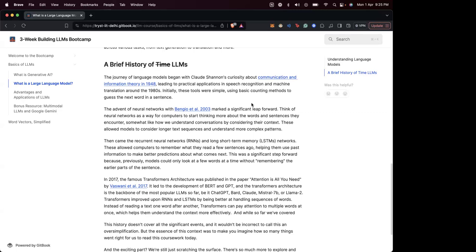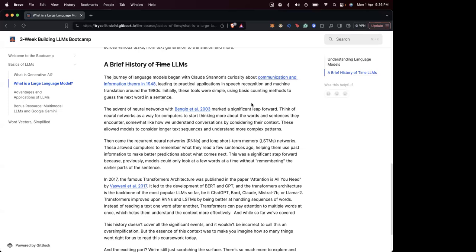And then came the advent of neural networks with this paper. When you read Bengio et al., this means there was a paper released in 2003. This marked a significant leap forward. Think of neural networks as a way for computers to start thinking about the words and sentences they encounter, somewhat like how we understand conversations by considering their context. When I am having this conversation with you right now, you know the context around each and every word I said because of the sentence or paragraph that word is in.